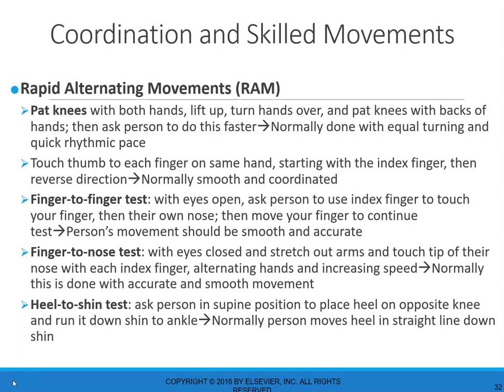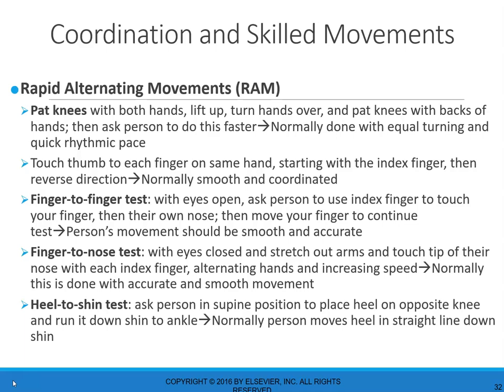the finger test. What they should be able to do with this, with their eyes open, is use their index finger to touch your finger and then touch their nose, and do that back and forth. It should be smooth and accurate. Then, with the eyes closed, you're going to have them stretch out their arms, and then touch the tip of their nose with their index finger. That should be smooth and accurate as well.